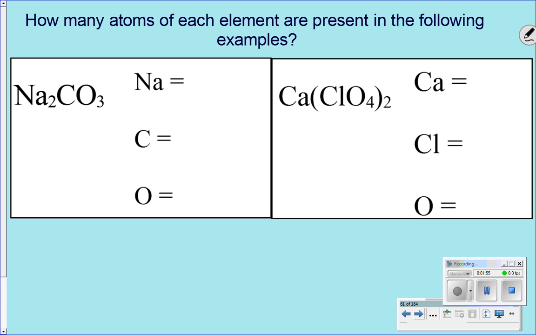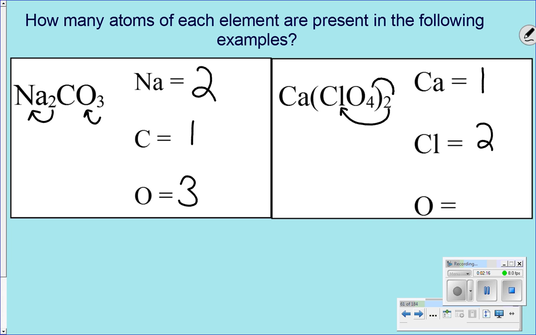So here's a couple of quick examples of counting atoms. So this 2 right here goes with sodium, therefore we have 2 sodiums. There's an invisible 1 with carbon, and we've got this 3 with oxygen. Calcium is pretty straightforward, it's just 1. This 2 goes to everything in this group, so it tells us we have 2 chlorines, and we have 8 oxygens.